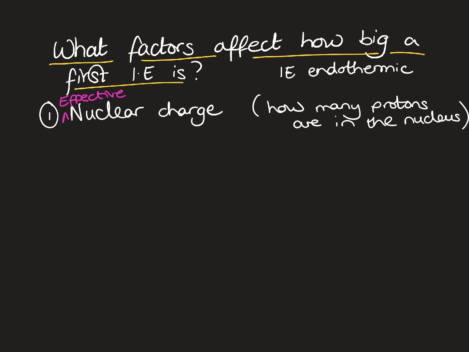And that is, regardless of how many protons are in the nucleus, how much the electrons in the outer shell actually feel the effect of that nucleus. So this is why we call it effective nuclear charge. Effective nuclear charge is affected by 2 different things. The first one is the size of the atom, and the second one is the number of full electron shells. It's sloppy language, but it's fine to think of them as full electron shells.